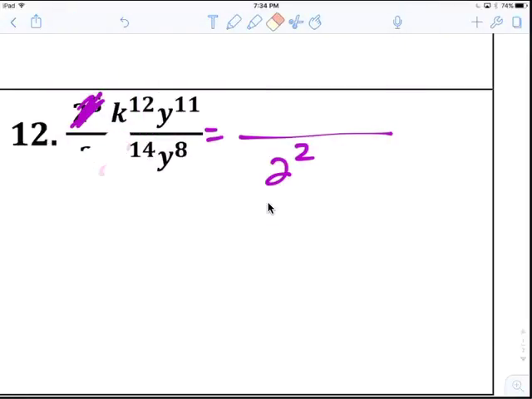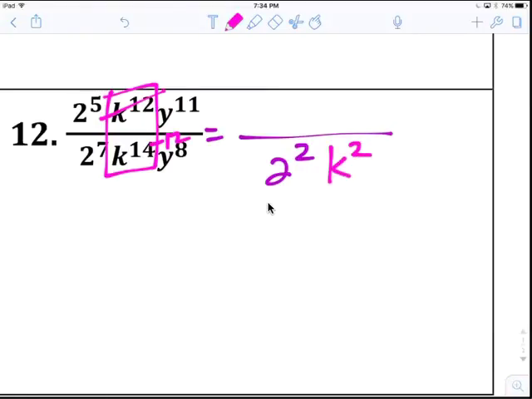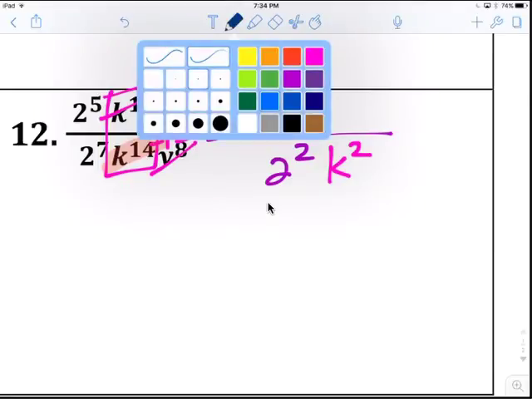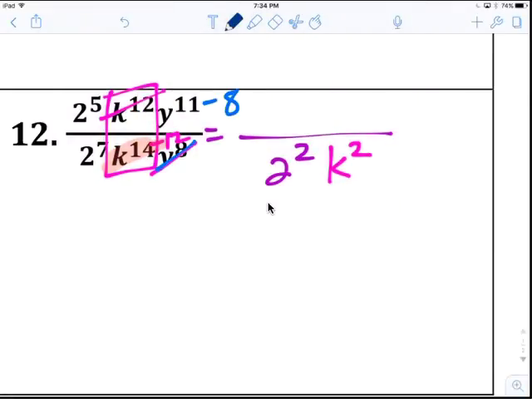sorry. We're done with that one. k is this one here. Get rid of that, minus the 12 here. So we got k to the 2 on the denominator. This one, you eliminate that. Minus 8 up there, the smaller 2. You got y to the third.